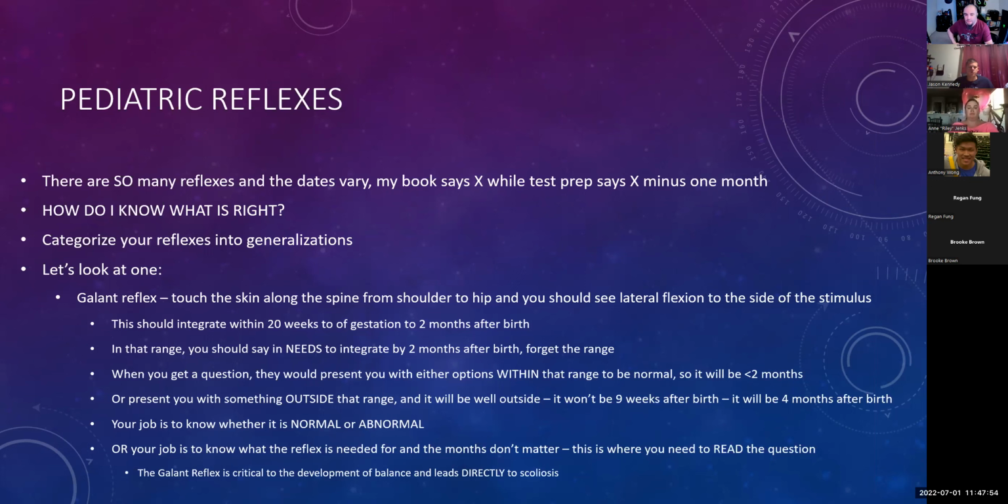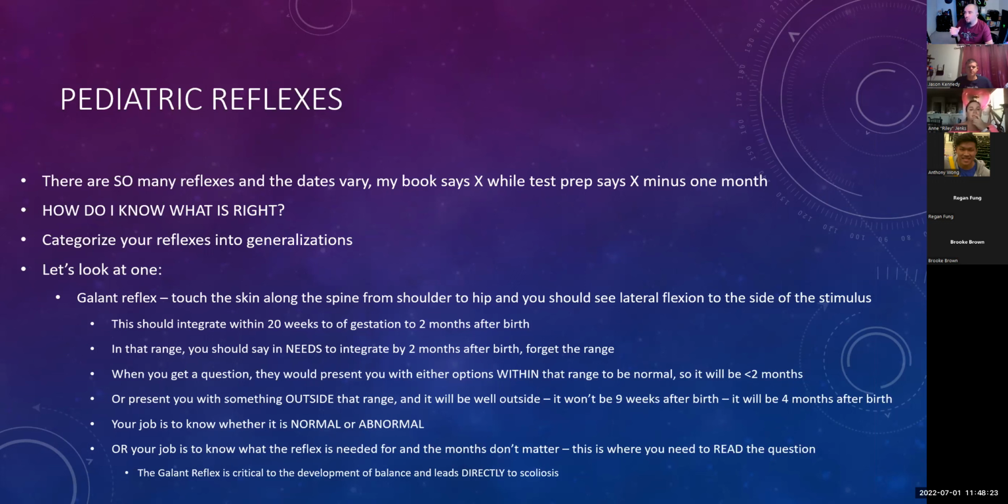So looking at the Galant. Galant is touching the skin on the spine from the shoulder, and you should see lateral flexion to the side of the stimulus, right? That's that kind of rotational stimulus. It should integrate within 20 weeks to 2 months after birth. So I would look at that and go, nope, range is too much, right? So what I see there, 20 weeks of gestation, 2 months, I say that it has to be integrated by 2 months, right? And 2 months is close to 3 months.